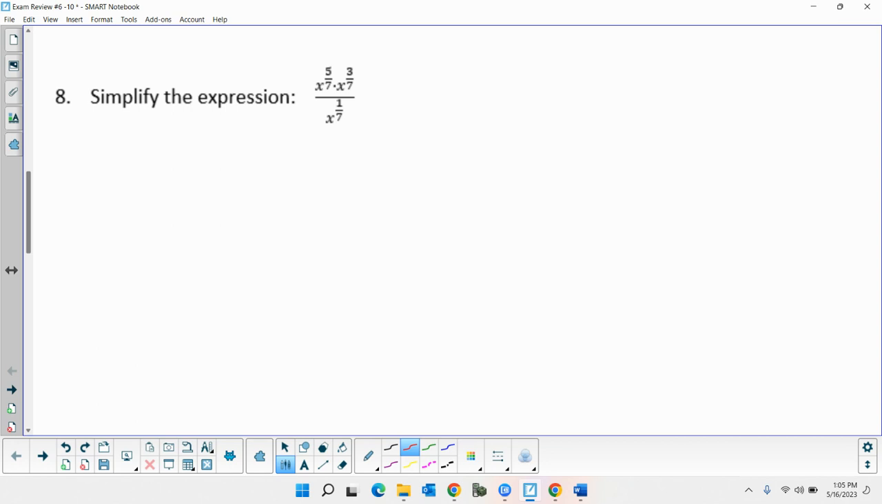What's the rule on the exponents on the top? Add them, yes. So what's 5 plus 3? 8. I want an x first, right? So x to the 8/7. Some of you are multiplying 5 and 3.